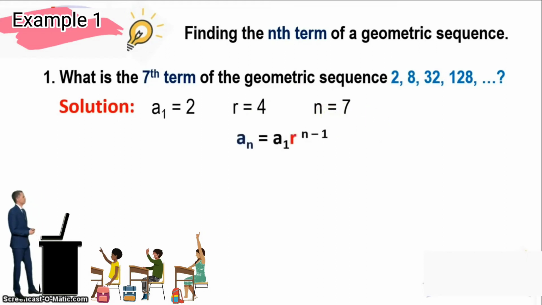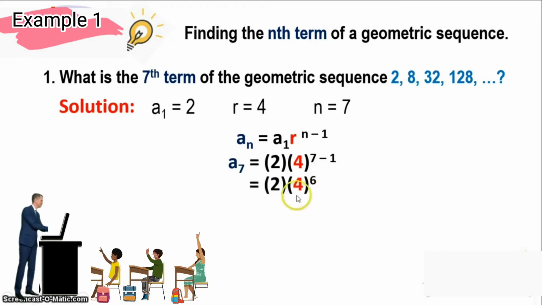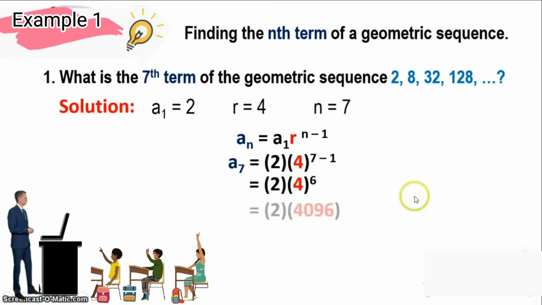Using the geometric sequence formula, we substitute these values. So we have a sub 7 equals 2 times the quantity of 4 raised to 7 minus 1. Following the PEMDAS rule, we'll have 2 times the quantity of 4 raised to the 6th power. Now, be very careful in multiplying terms, especially that we still have an exponent here. So again, following the PEMDAS rule, we have to simplify first 4 to the 6th power.